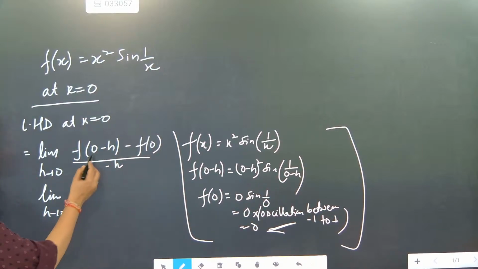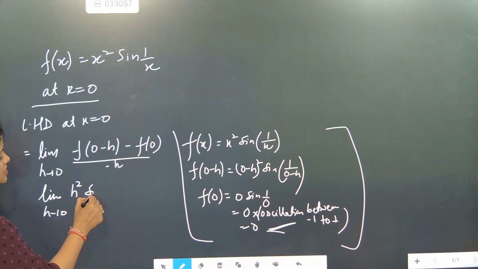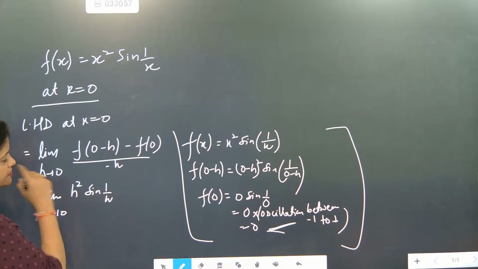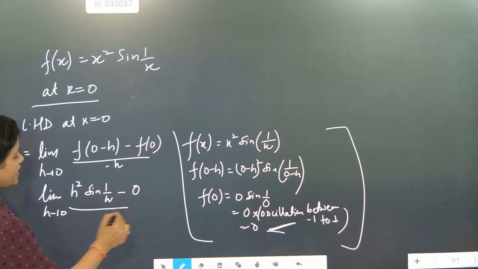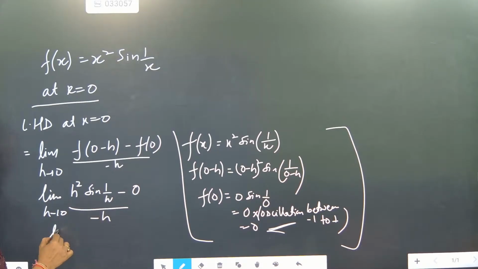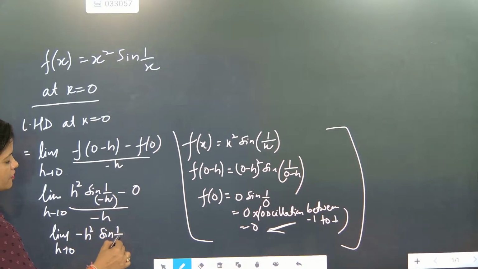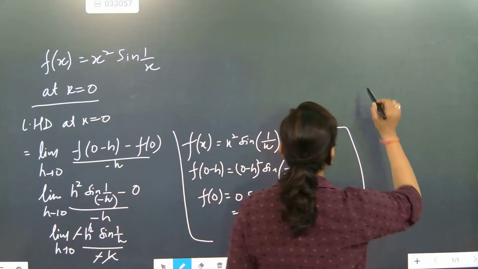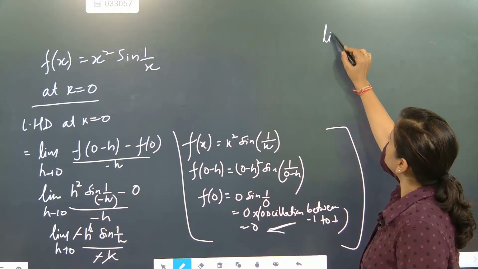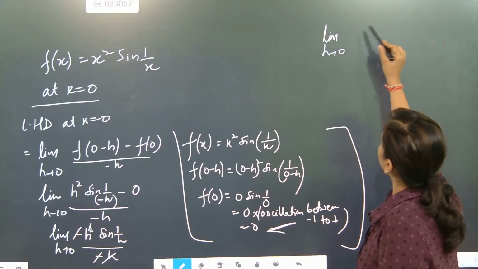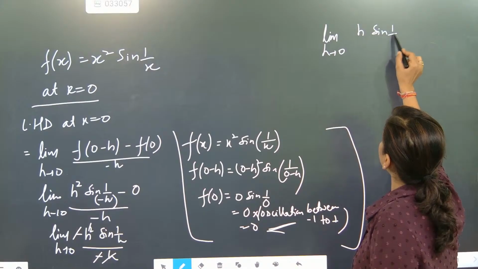Okay? So now here we are going to substitute, it will become sine of 1 by h minus 0, by minus h. So limit h tends to 0, h square sine of 1 by h, here the minus will come out, minus sine of 1 by h, by minus h. So this cancels, this cancels. What is the final content coming here? I am solving this one. It is coming as limit h tends to 0 of h sine of 1 by h.